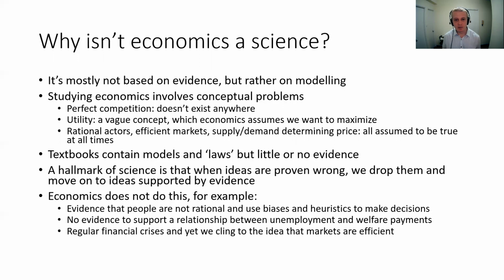There's no evidence to support a relationship between unemployment and unemployment payments, welfare payments. There are regular financial crises where markets completely collapse. And yet we cling to this idea that markets are efficient things. So despite all of the evidence to the contrary, economics sticks to these models and these ideas that the market is a normal functioning thing, that people are rational decision makers, and that therefore the economy is a stable and predictable entity that we can understand through these universal laws.